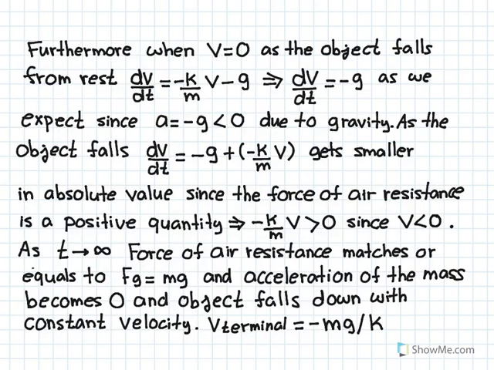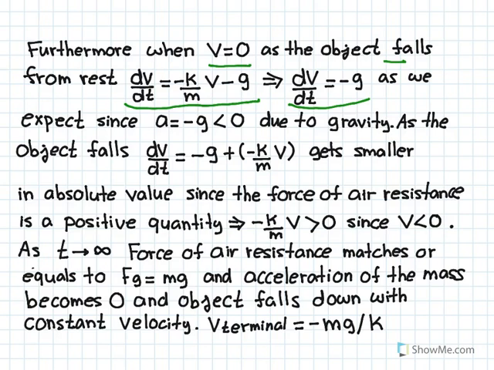Furthermore, we can see that when velocity is 0, as the object just begins to fall, dv/dt is equal to minus k over m v minus g, so the acceleration will just be equal to minus g, because the velocity is practically 0 in the beginning. And we expect that. So in the beginning, only gravity is acting on this object.